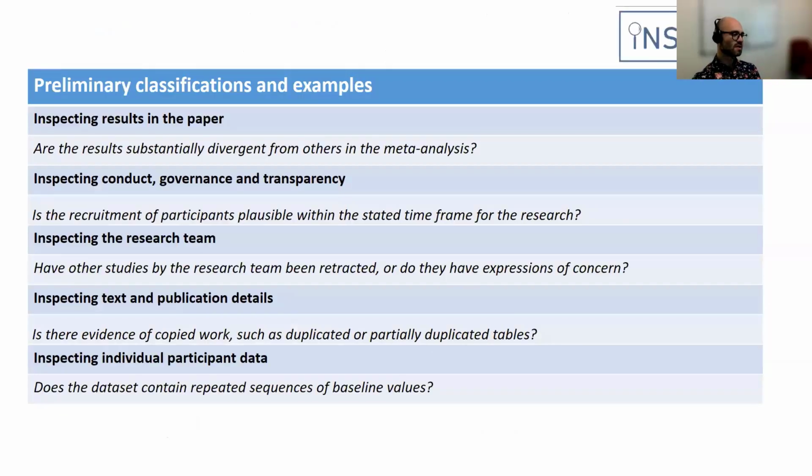Just returning to our list. Our second domain is inspecting conduct, governance, and transparency. An example, is the recruitment of participants plausible? Inspecting the research team, have other studies by the research team been retracted? Do they have expressions of concern? Inspecting the text and publication details, any evidence of copied work, duplicated tables. And then if we can access it, we have lots of checks for inspecting IPD, the individual participant data. An example would be, does the data set contain repeated sequences of baseline values?